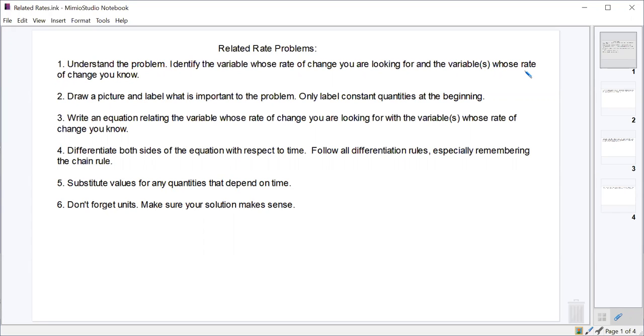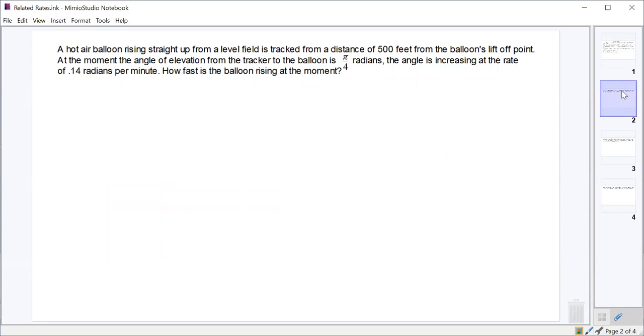So what we're looking for in a related rate problem is how one quantity is changing with respect to time in relation to how some other quantities in the problem are changing. So let's start with a nice easy one. We've got a hot air balloon rising straight up from a level field. Let's draw green, there's the nice green field. And we'll have a red hot air balloon, and it's going up.